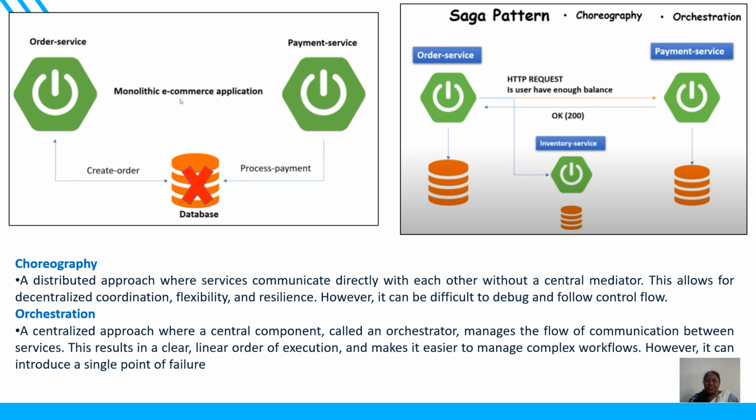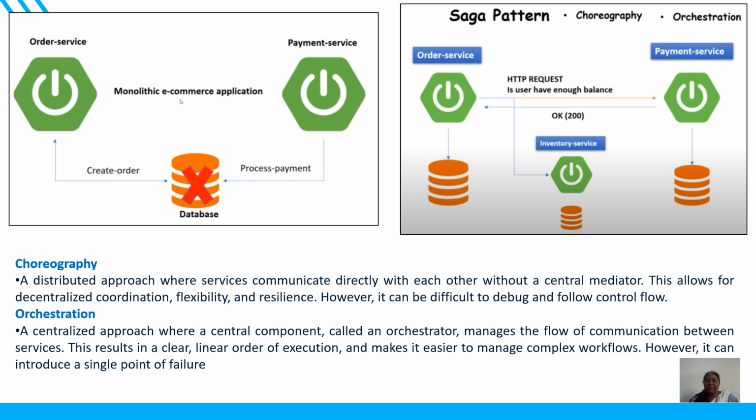And the orchestration style pattern is a centralized approach, where there is a central component called the orchestrator, which manages the flow of communication between services. And here also it's a linear order of execution: one event is completed, then the next one is triggered, and otherwise it is not going to happen. So through that, any single point of failure can be identified. But here, for each and everything, a request message is generated, so it is a little difficult in the debugging part.